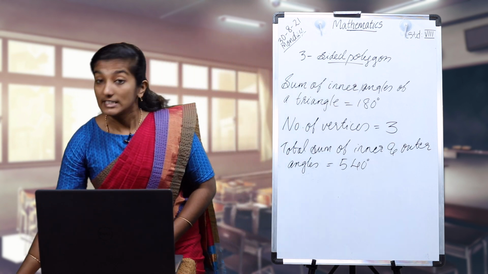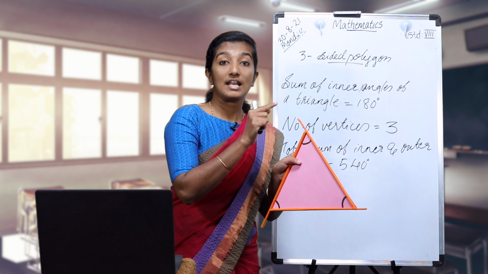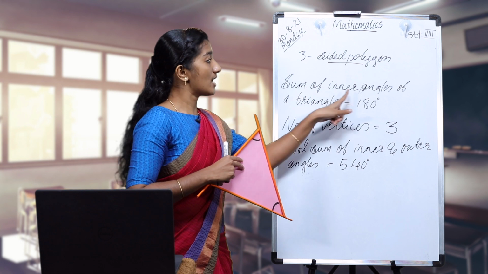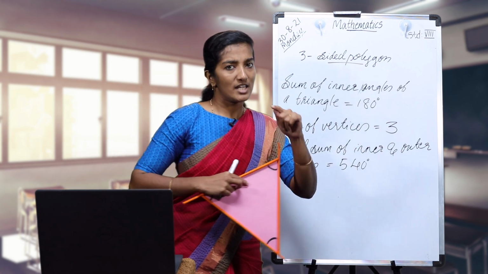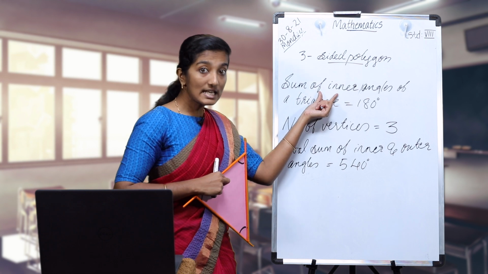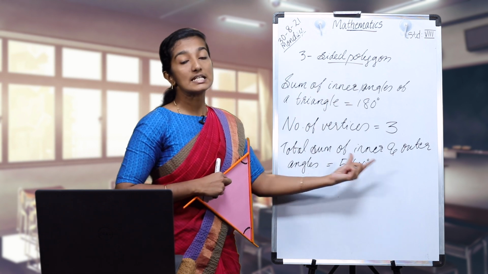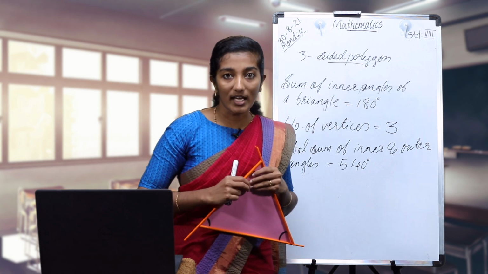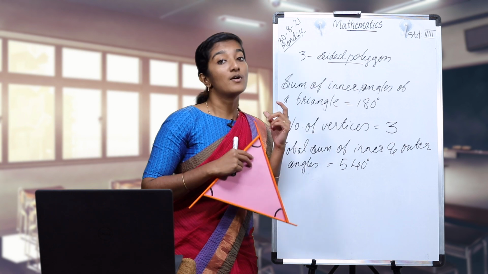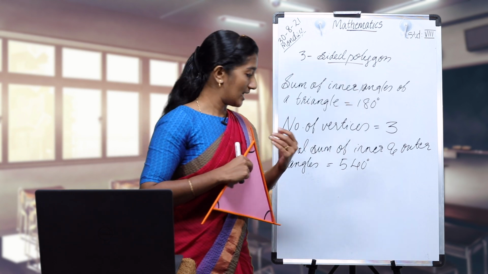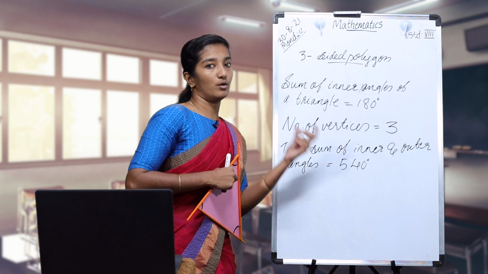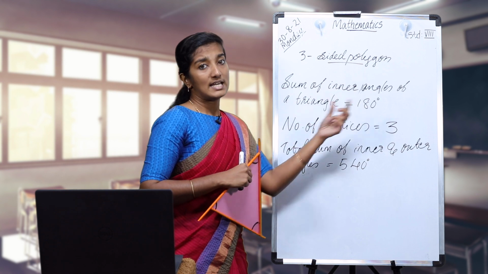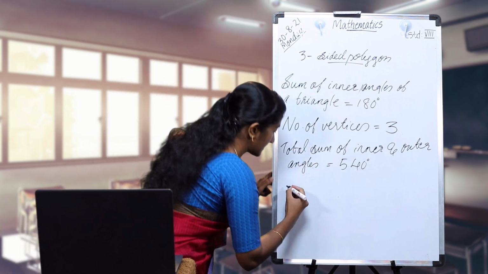Now, we have the total sum of inner and outer angles at all these three vertices, and also we have the sum of inner angles of a triangle. If we subtract the sum of inner angles from the total sum of inner and outer angles, we will get the sum of outer angles. Okay, we have to find the sum of outer angles of a three-sided polygon. Here we have the total sum of inner and outer angles. Also we have the sum of inner angles.